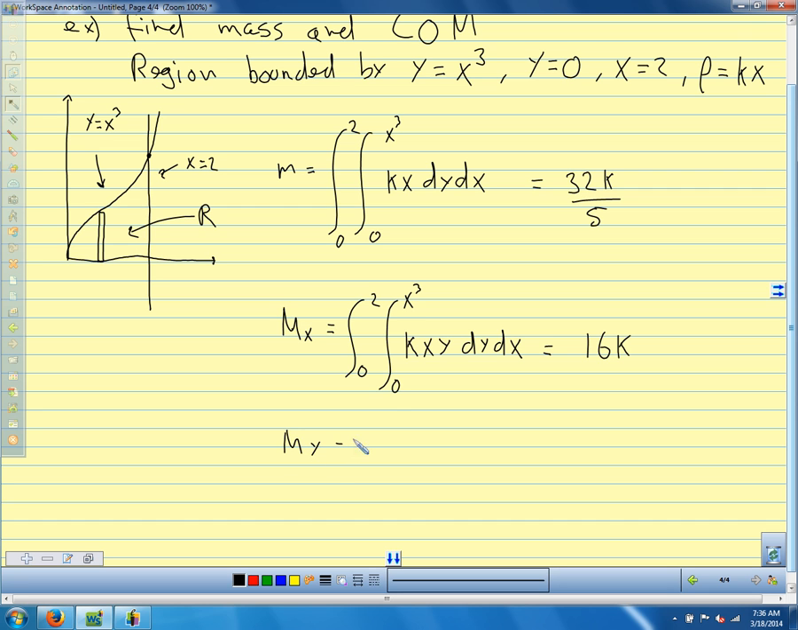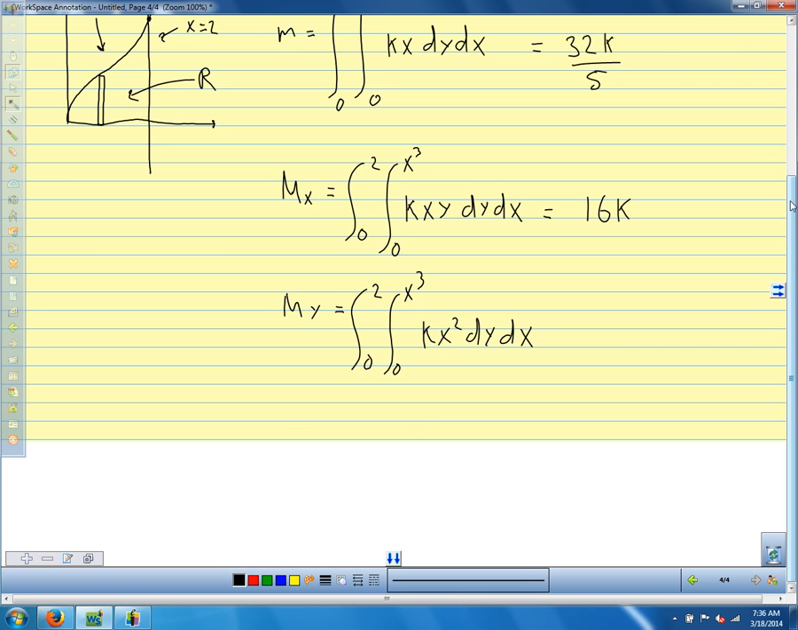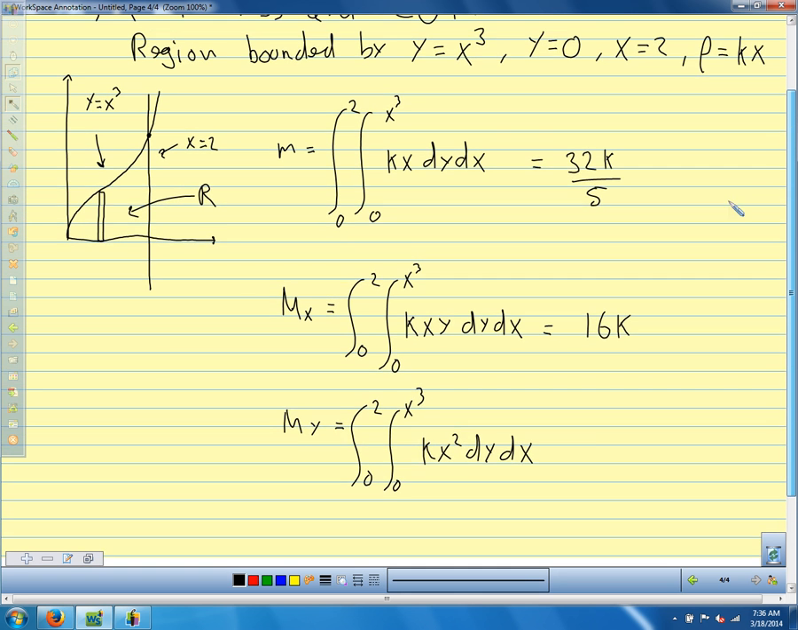And M sub y, we have our region, our integral set up, our limits, everything stays the same, 0 to x to the third, and we just stick our distance from the y-axis in there. So we get kx squared dy dx. Another one that's not too hard to evaluate. And we end up with 32k over 3 for this one.